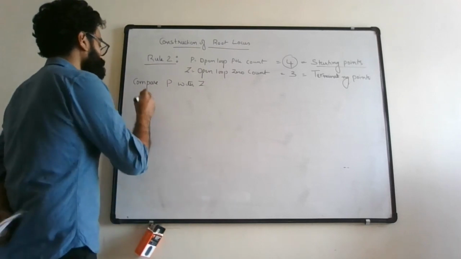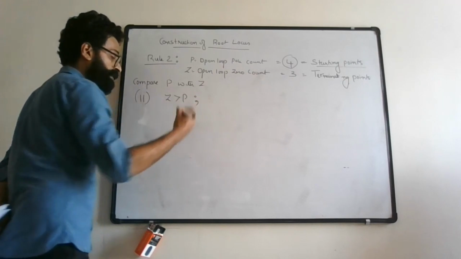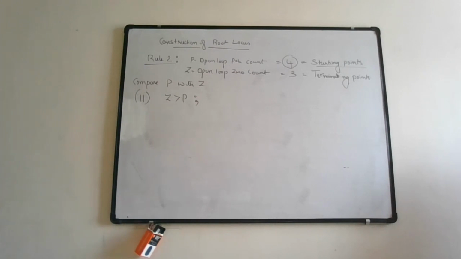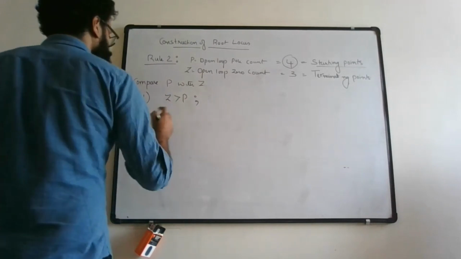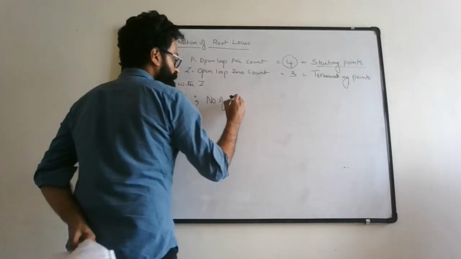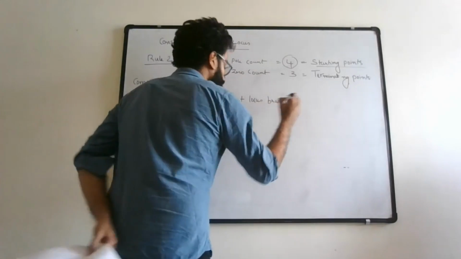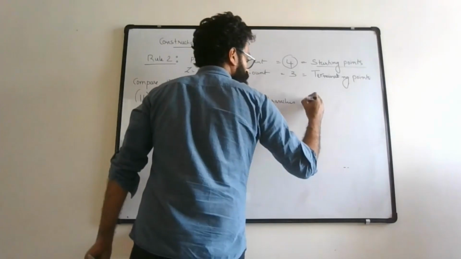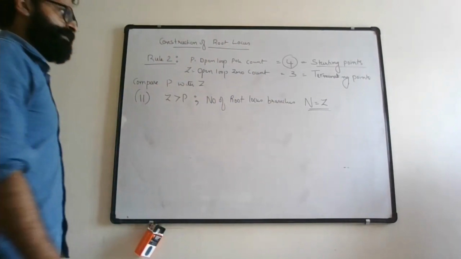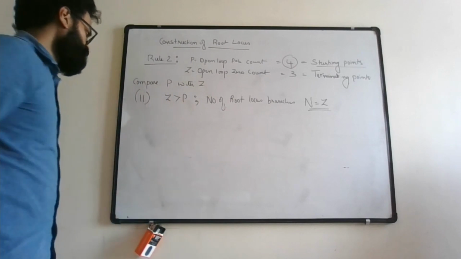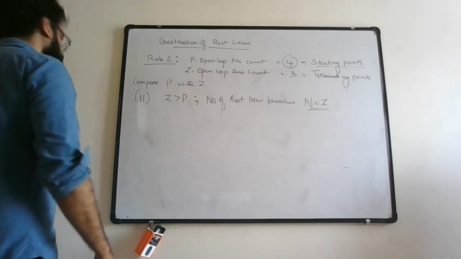You may have transfer functions in which zero count is greater than pole count. If that is the case, then the number of root locus branches is n is equal to z. Whichever is greater, those many branches of the root locus exist. So in our case, we have assumed z is greater than p, so number of branches n is equal to z.